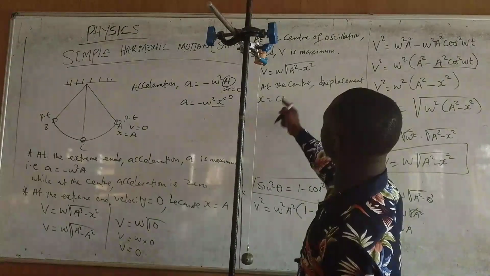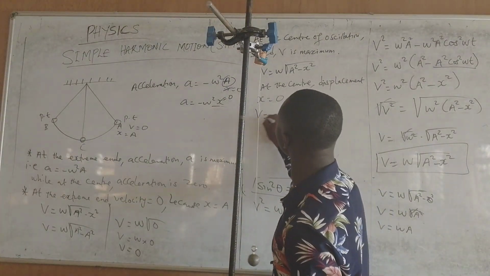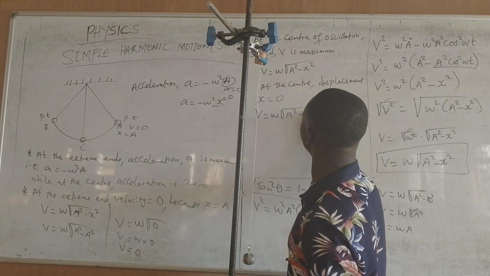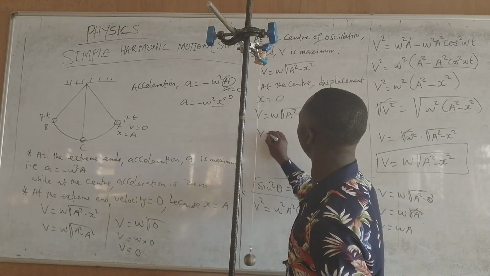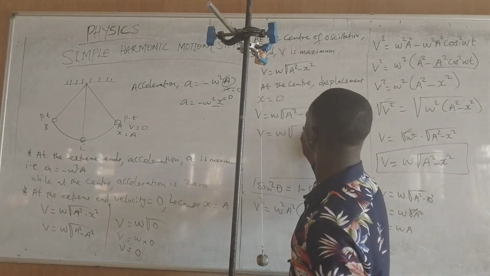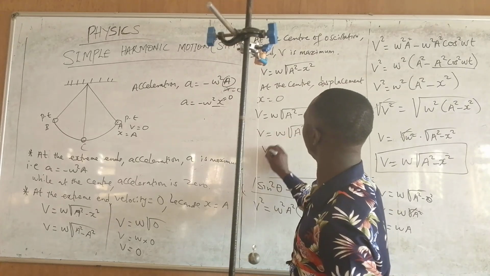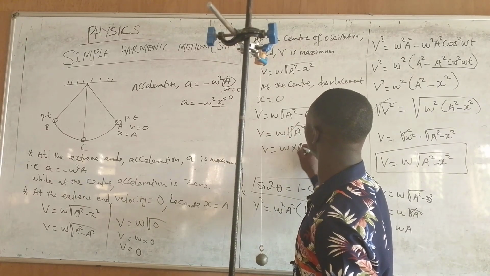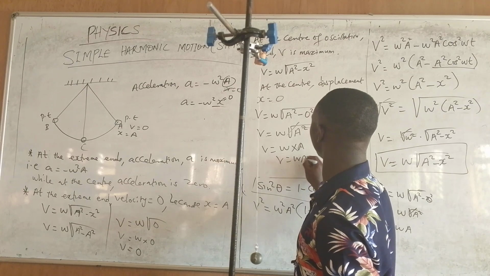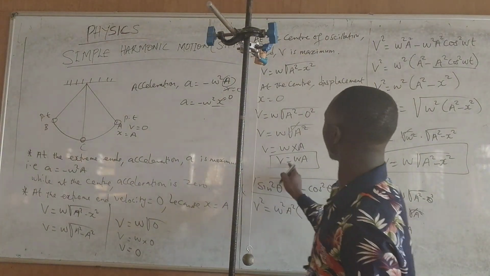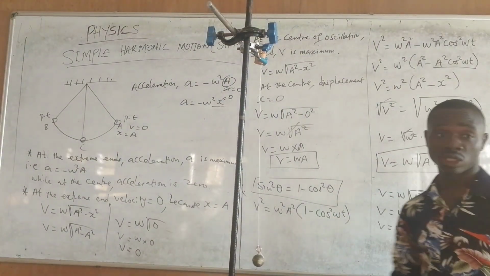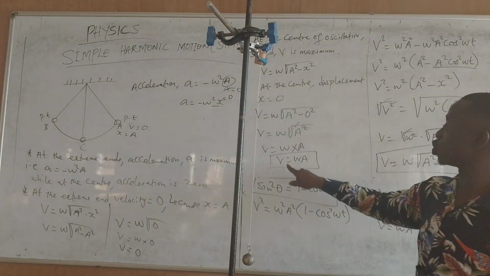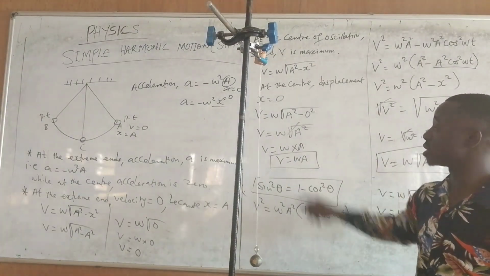So if I substitute that 0 here, we have v equals omega root A squared minus 0 squared, and v will be equal to omega root A squared only. v is equal to omega times what? This cancels out, we have A. And then v equals omega A. It means this formula is even used to calculate maximum speed. You can see how this formula turned to this. It's been simplified to this.